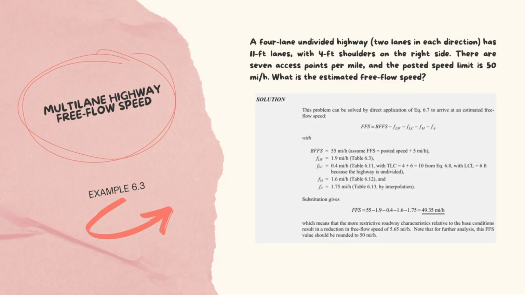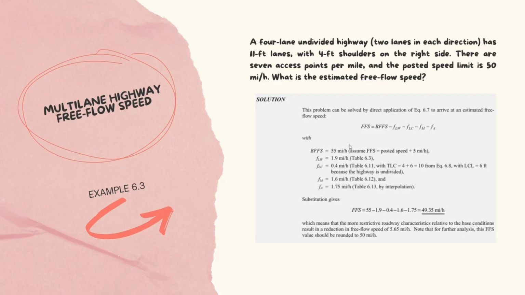These examples involve a 4-lane undivided highway with 11-foot lanes and 4-foot shoulders on the right side. It has 7 access points per mile and a posted speed of 50 miles per hour. Our goal is to estimate the free flow speed. So we have these solutions. We use these equations from the Highway Capacity Manual. FFS equals BFFS minus FLW minus FLC minus FM minus FA.